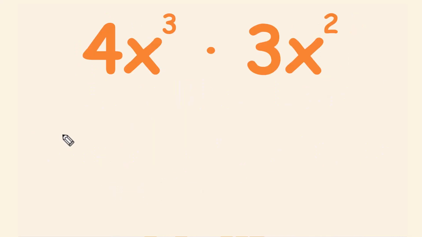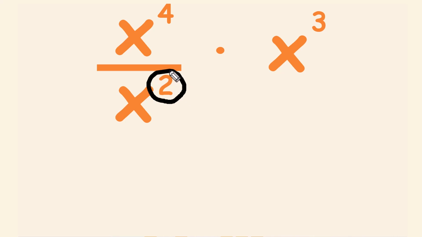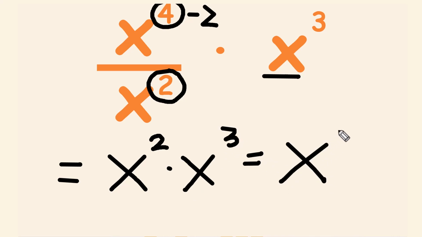Simplifications involving constants. Now, let's multiply 4 times 3, 12. Let's add the exponents of x, 5. Now, when we're dividing, we're doing subtraction. So let's subtract 4 minus 2. That is 2. And we will multiply. We are multiplying the same base, so keep the base and we add the exponents.